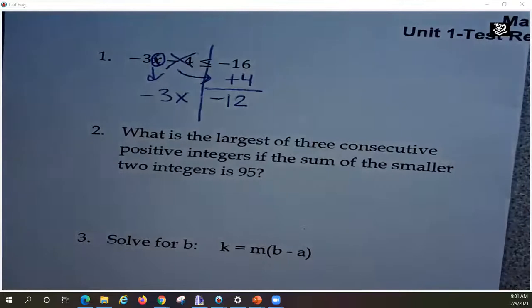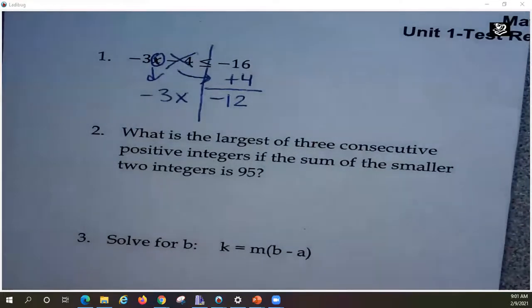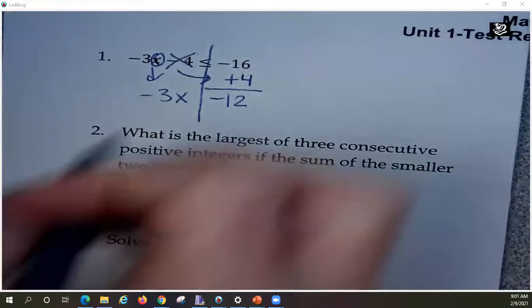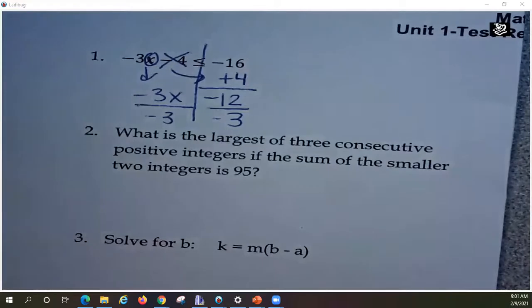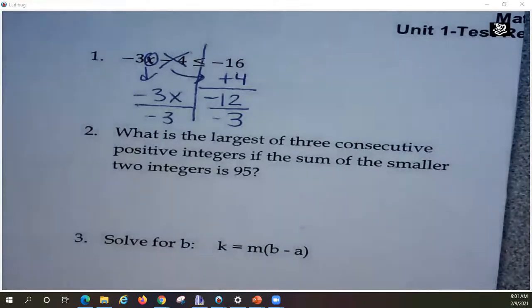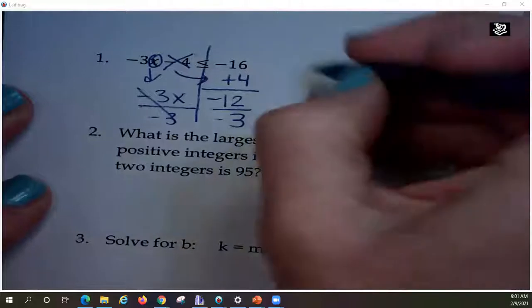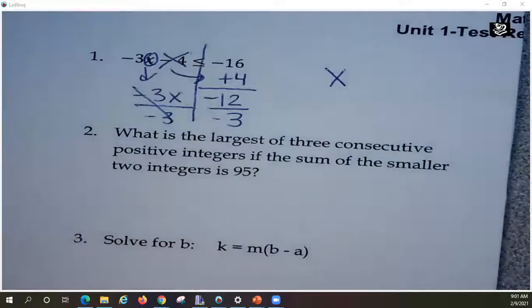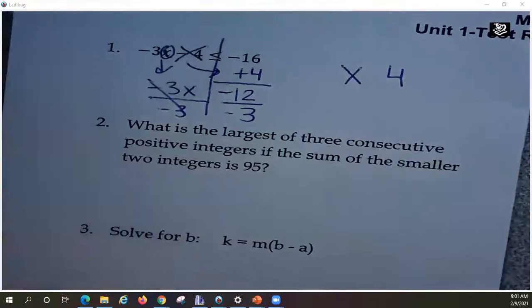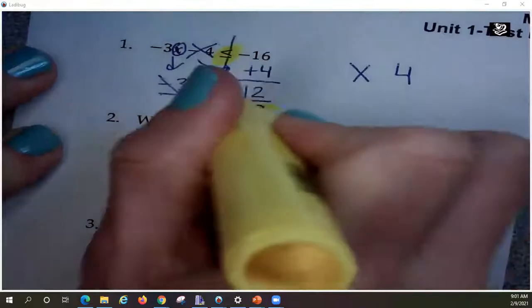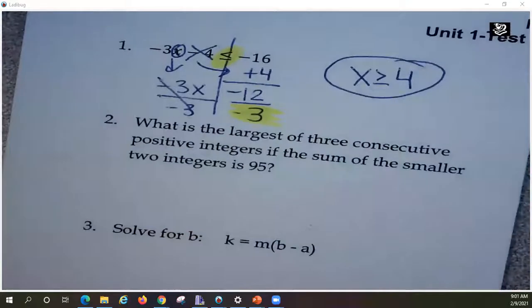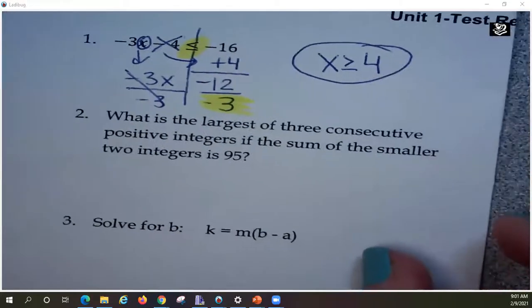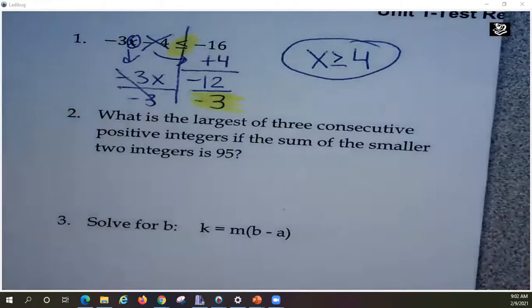Makai, what else do I have to do on this one? Divide. Good. Divide by -3. Alif, do you remember what happens when you divide by a negative? You get a positive. Well, I do get a +4. Anybody else remember what happens? Good, your sign flips. When you divide by a negative, your sign flips. So I get X is greater than or equal to 4. That is my answer, okay?